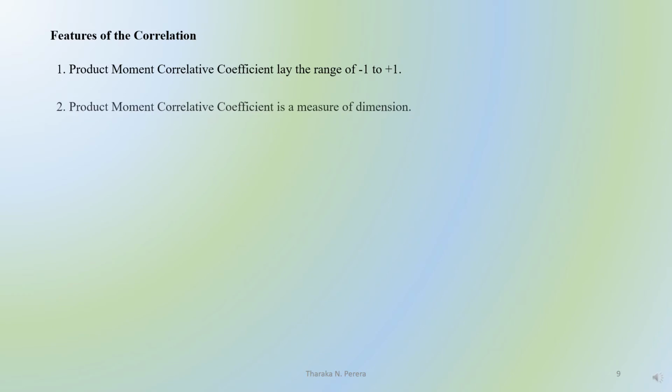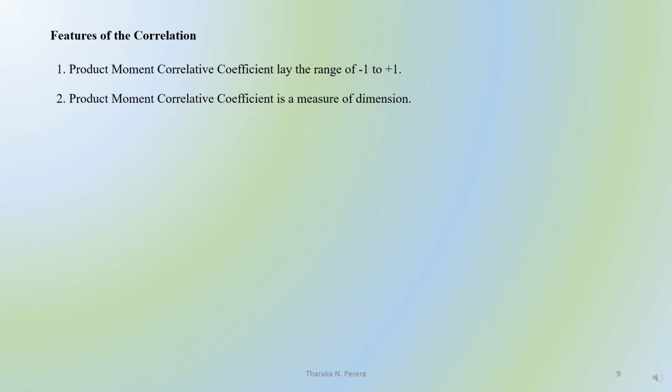And the second one is that the product moment correlation coefficient is a measure of direction. When the independent variable increases, an increase in the dependent variable, or when the independent variable decreases, a decrease in the dependent variable, is known as a plus or positive correlation.